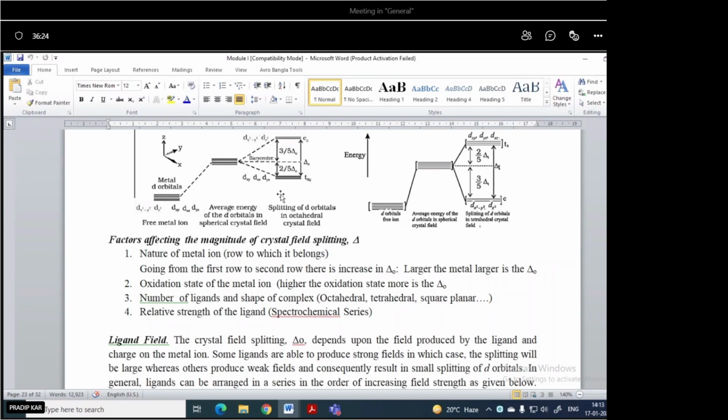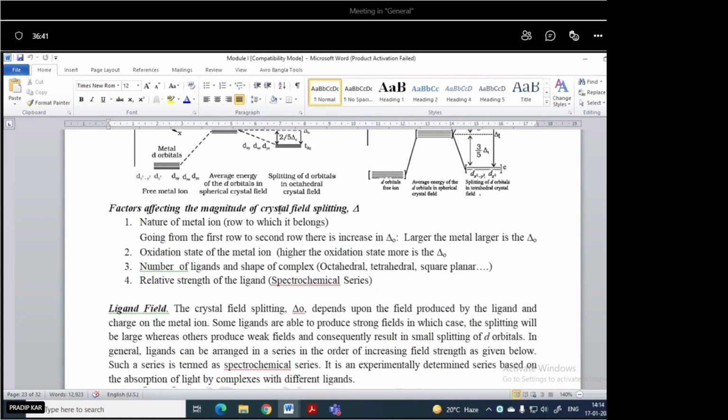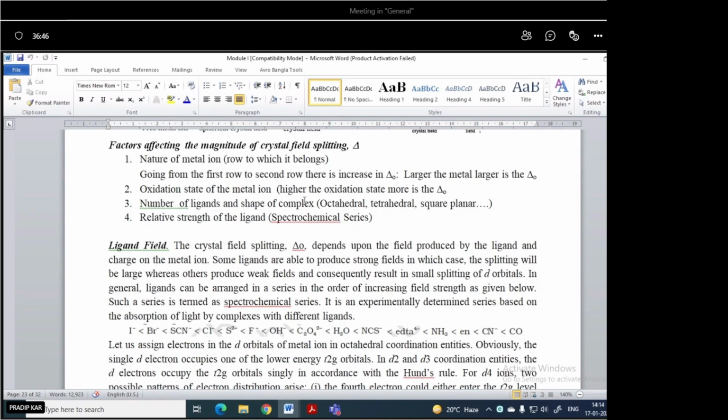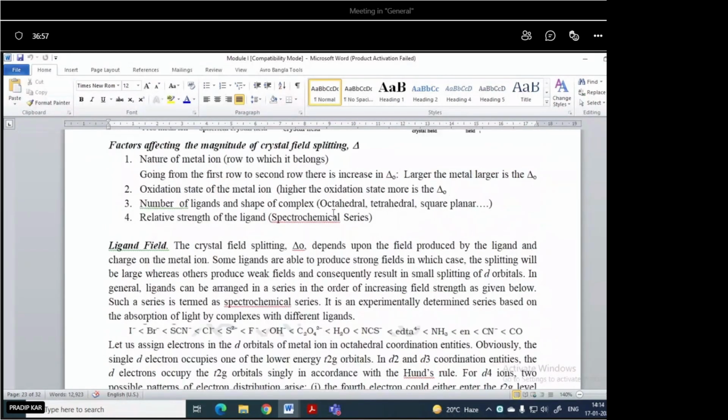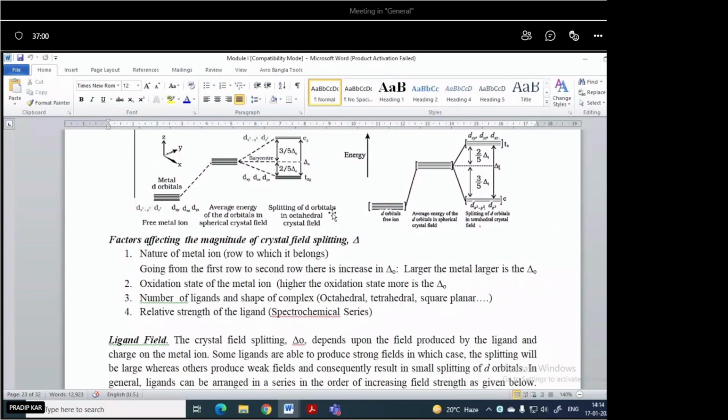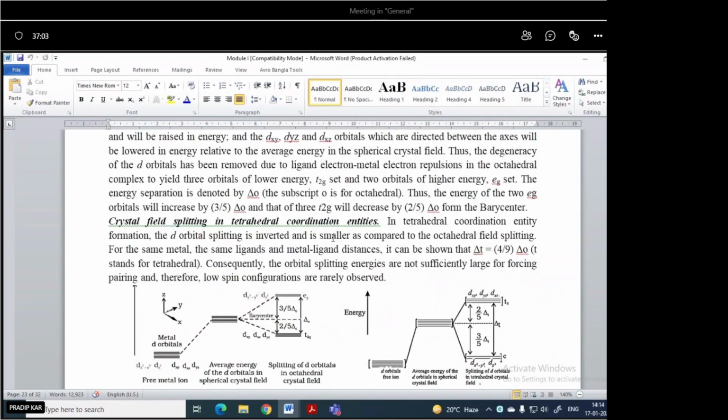Now, here the problem is that we can predict the magnetic property, even quantitatively, by using the crystal field theory, as well as the optical property. However, depending on the splitting, what should be the effect of a particular ligand on that crystal field? Considering that, we are discussing the ligand field theory. Ligand field theory is only a little change from the crystal field theory.